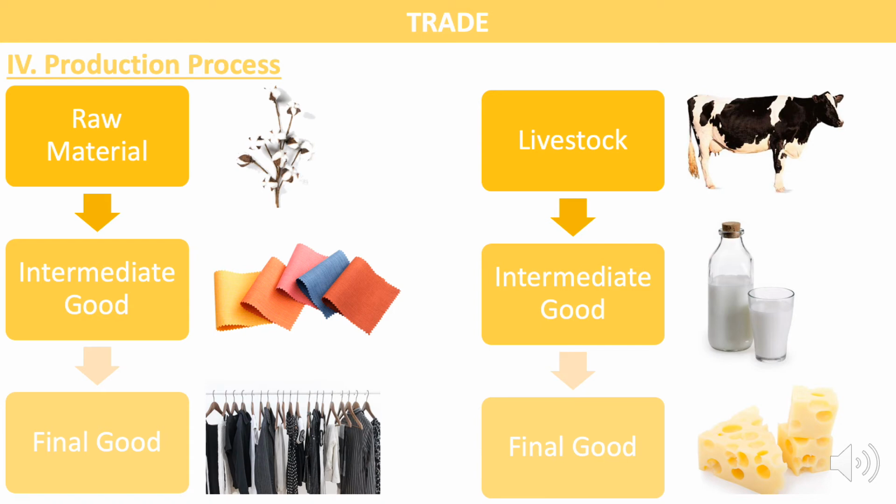Then we transform it to something called an intermediate good, which is something that we have transformed, but it cannot be used standalone, such as the textiles. And then we have the final good, which is the good which we are going to consume, therefore the clothes. Now, when we talk about animal products, we can talk about raw material. We talk about livestock, such as cows, and then we get milk, and from the milk we get cheese.